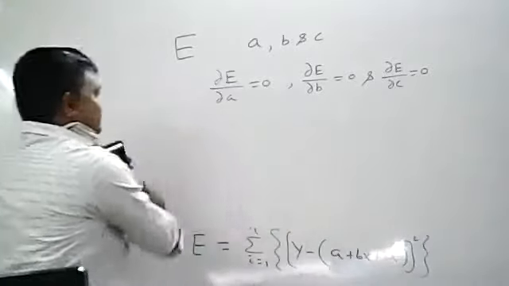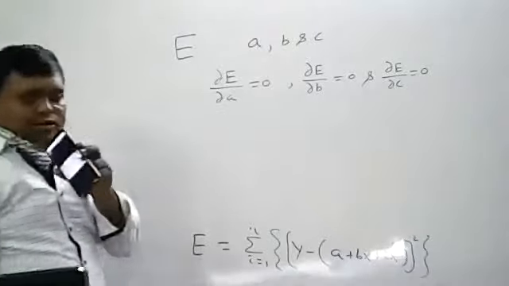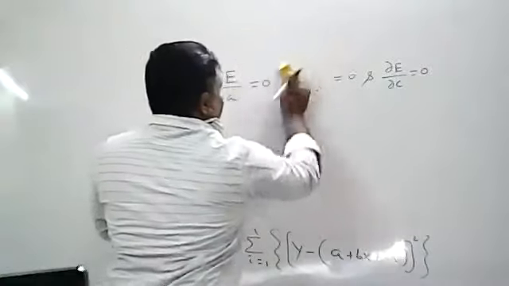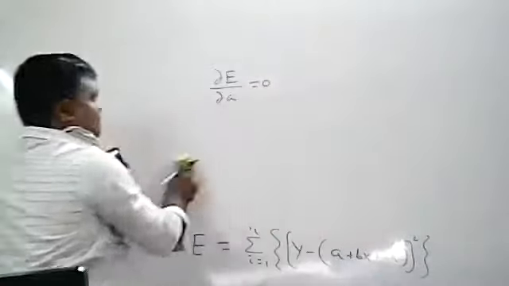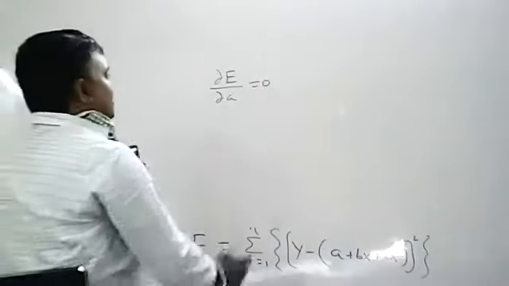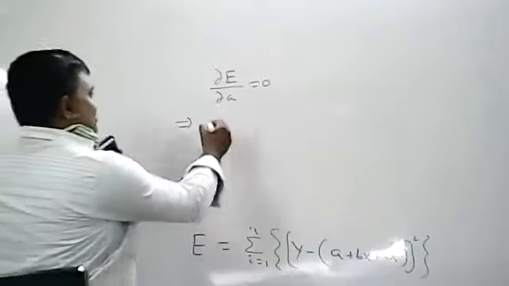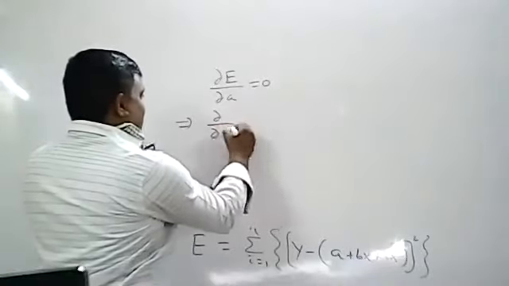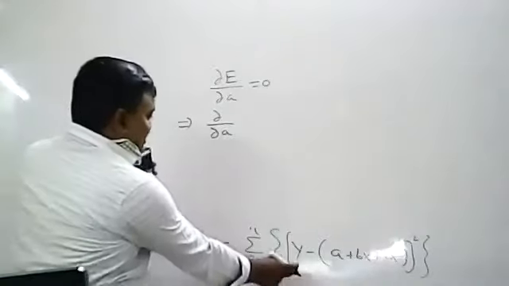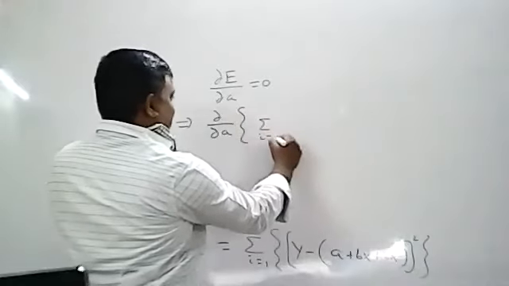Next line, consider dou E by dou A equal to 0. So this implies dou E by dou A equal to 0. What is that? Dou by dou A of E, and E is the total value. So what is that E value? Summation i equal to 1 to n.